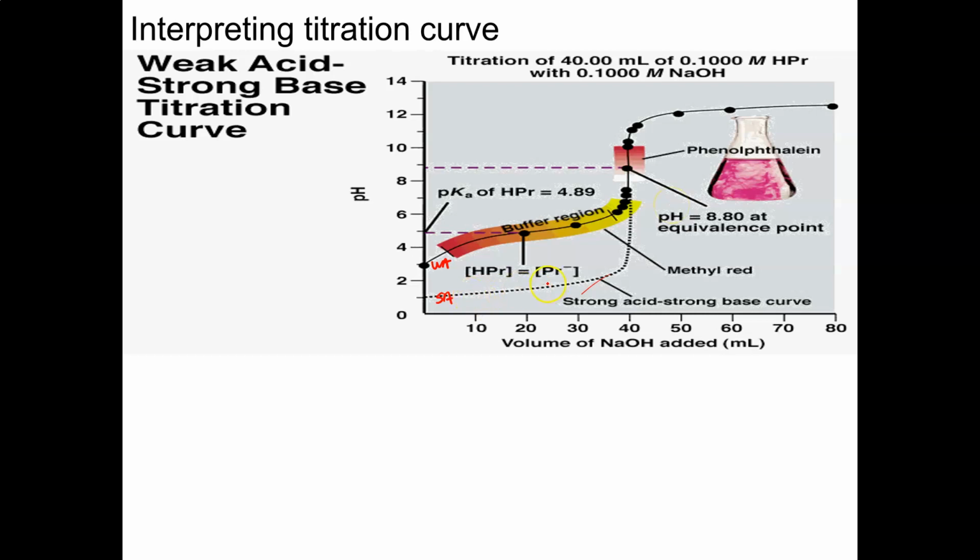The strong acid does not have a buffer region because it's not a buffer. A strong acid can never be a buffer. A strong base can never be a buffer. You need a weak acid or a weak base. So this top one has a buffer region. This is the region that the buffer is effective.